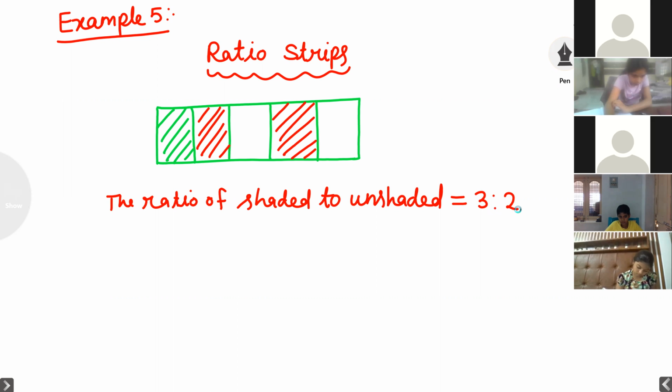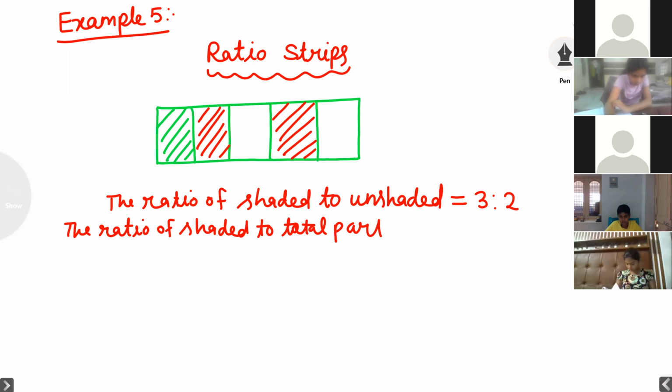If I'm asking the question, ratio of shaded to total parts, what is the answer, student? Shaded is 3, and total how many partitions are there? 1, 2, 3, 4, 5. 3 is to 5.